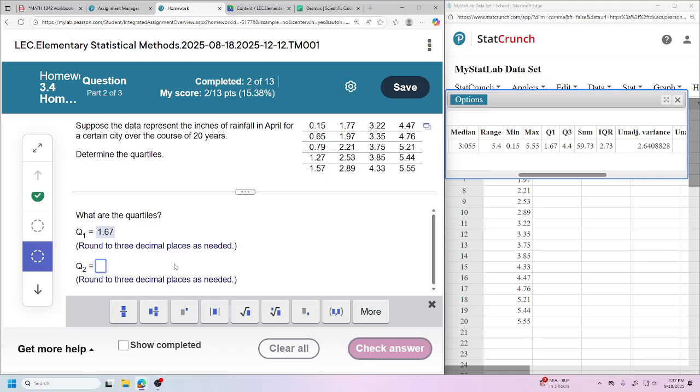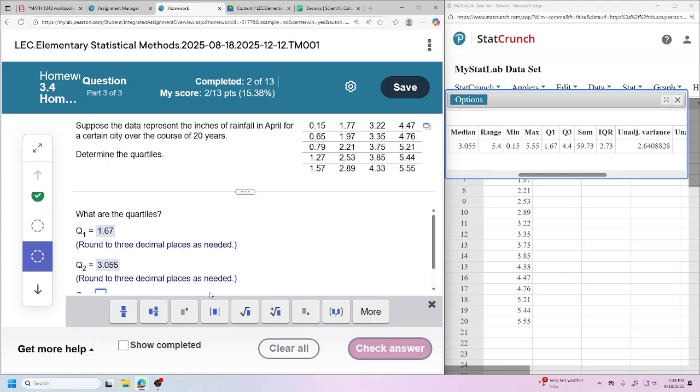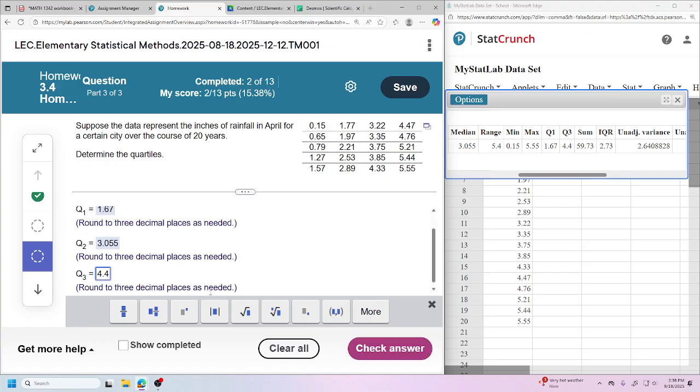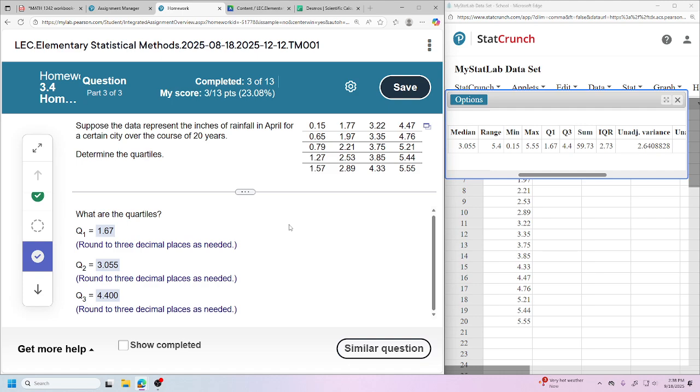Q2. I don't see Q2 up there. What do I see though? Median. Middle. Median. Q2. Very good. All the same thing. 3.055. So that's what they're trying to say. They're trying to say median. Q3. Yep. And I'm going to do the 0, 0 just to see. Does it work if I put zeros? It works. So there we go. Awesome. And that was it. So StatCrunch good, right? Awesome. Let's scroll ahead and see what else we got here.